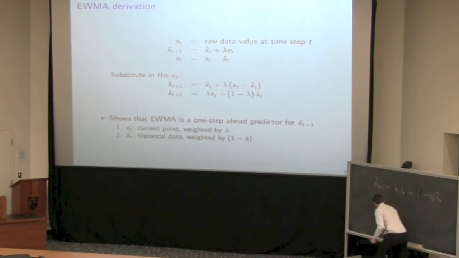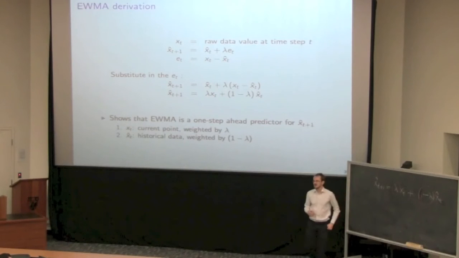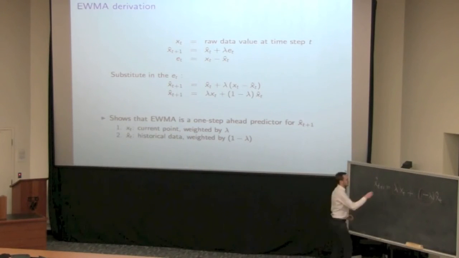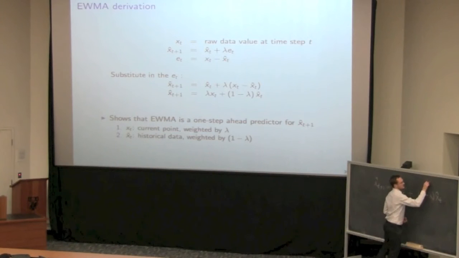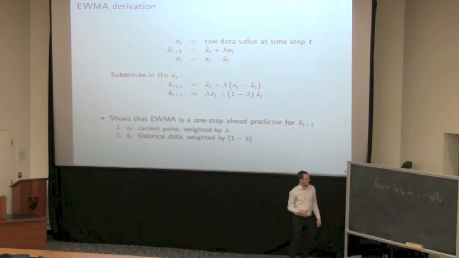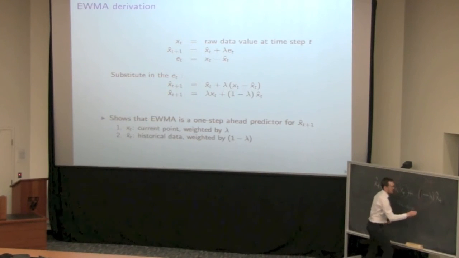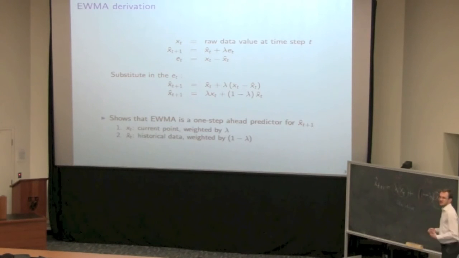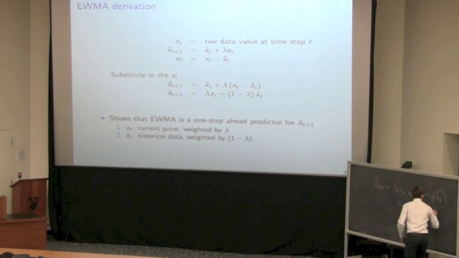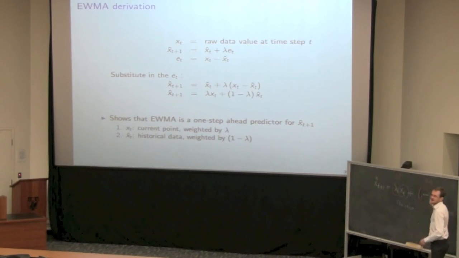So notice here that I've got these two weights, and those two weights will sum up to one. Let's say this is 0.6, and that will be 0.4. Notice also that x of t, as I said, is your raw data, or your raw value. And x hat of t is your previous prediction, and that previous prediction is a function of all your prior data.